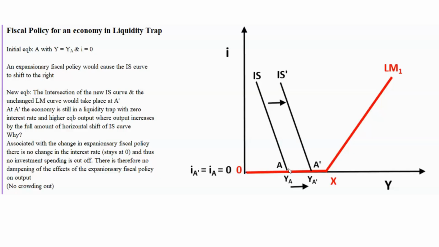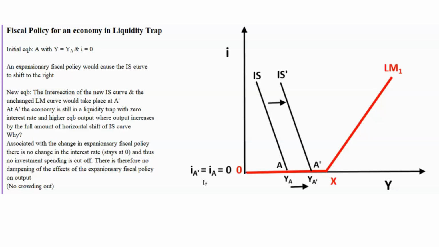Now, at point A prime, we can see the economy is still in a liquidity trap, where the nominal interest rate, i at A prime, is still 0. But we can see that there has been an increase in equilibrium output, where output increases by the full amount of the horizontal shift of the IS curve. So why is that?